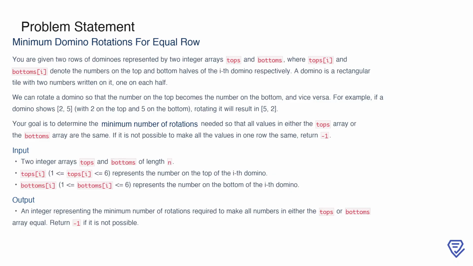The goal here is to figure out the minimum number of rotations needed to make all the numbers in either the tops array or the bottoms array identical. If it's not possible to achieve this uniformity, we need to return -1. This means we're working with constraints that require us to rotate dominoes strategically to align the values in one row while minimizing the number of changes.